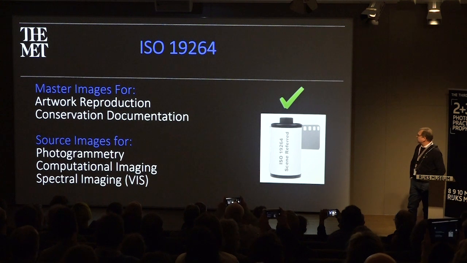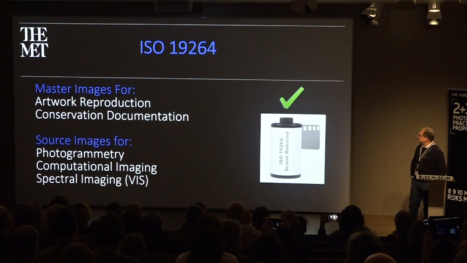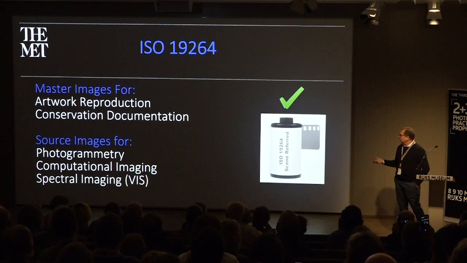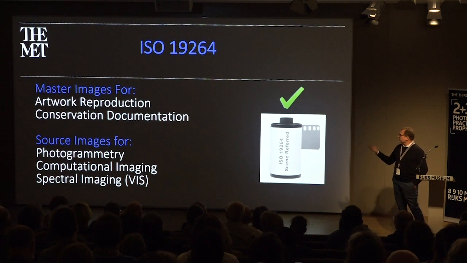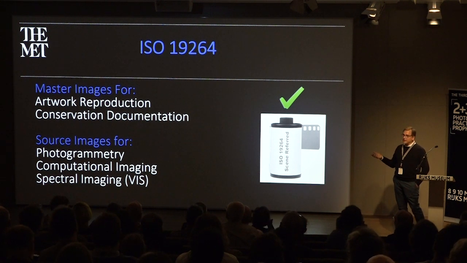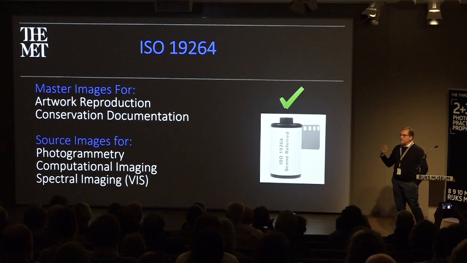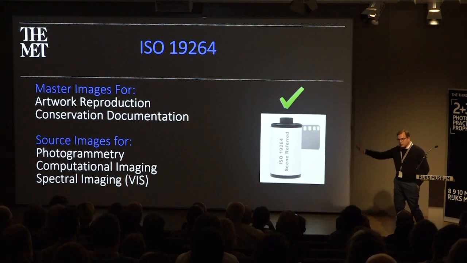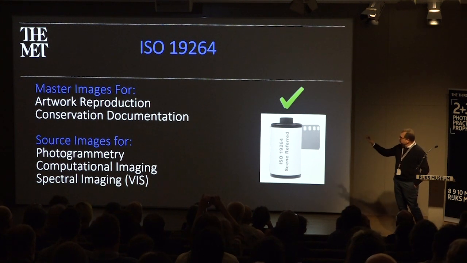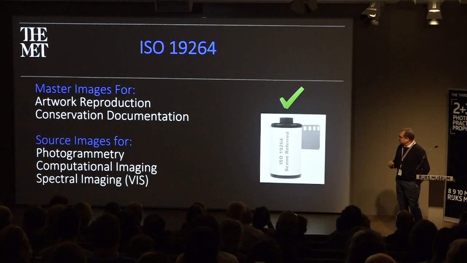So what does that get us? It gets us the master images for the artwork reproduction and growing in an area of conservation documentation, which in that space, in the Met, for example, we're rolling out the ISO throughout the museum. So the Canons on the copy stands with Lightroom, we bring to the ISO spec, whether it's any brand of camera, we could bring them together.